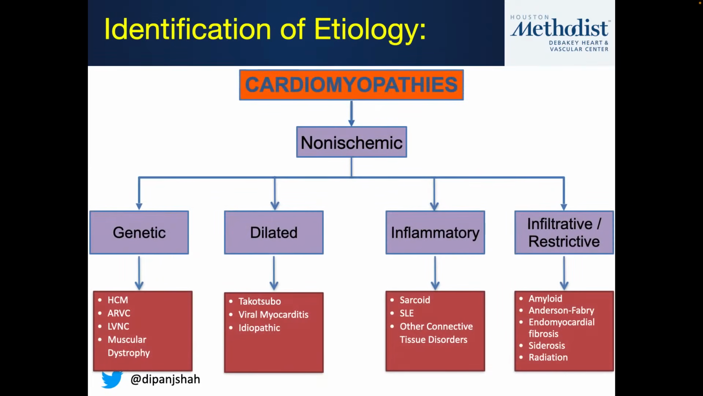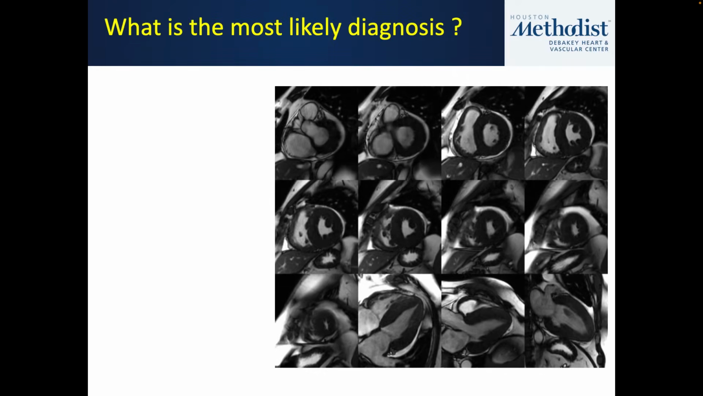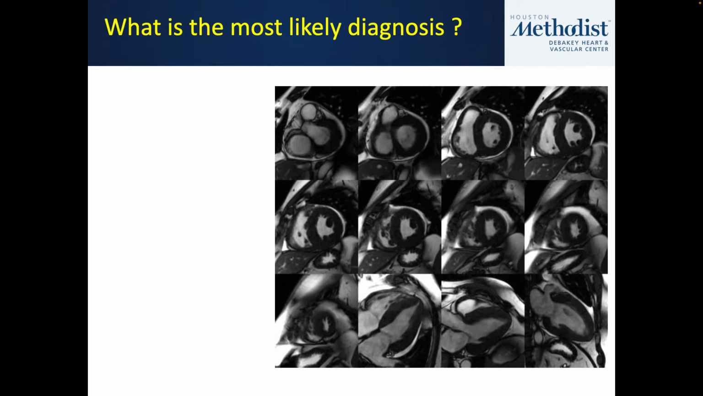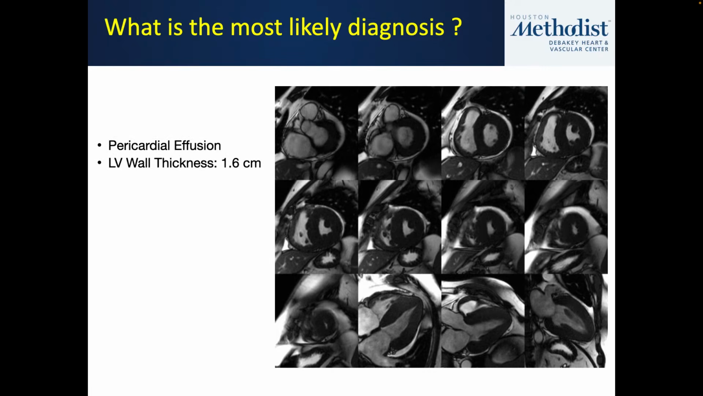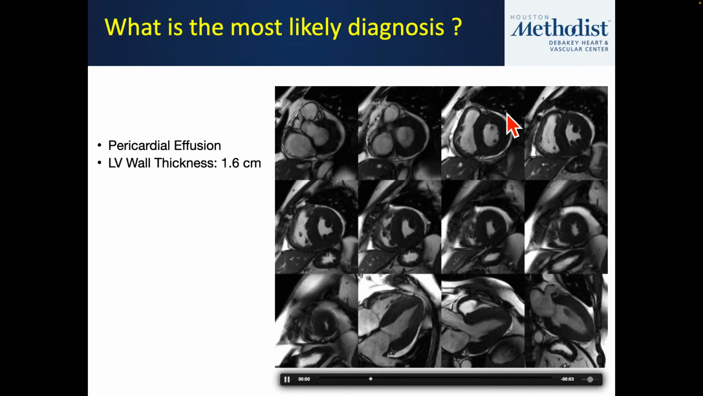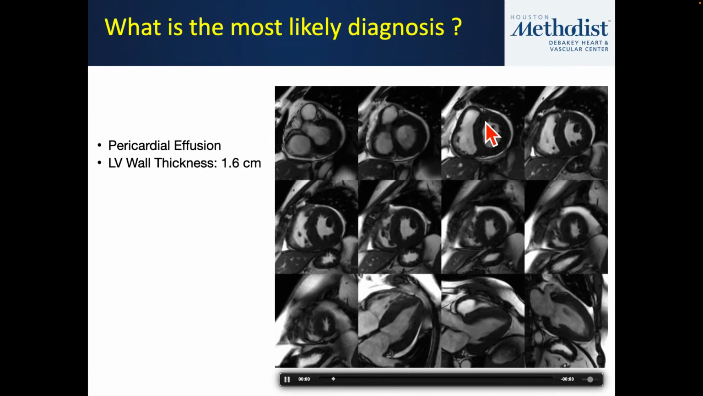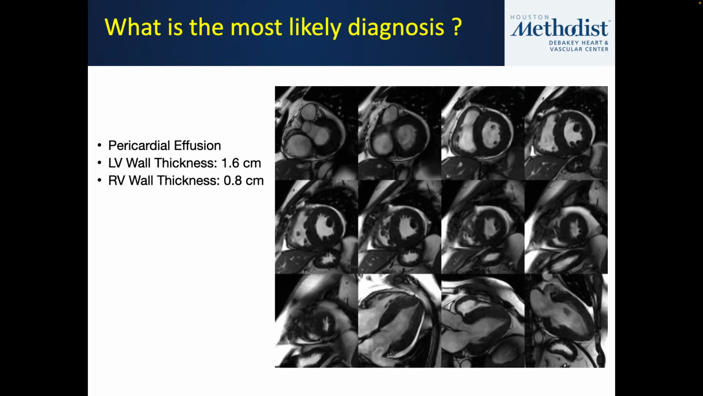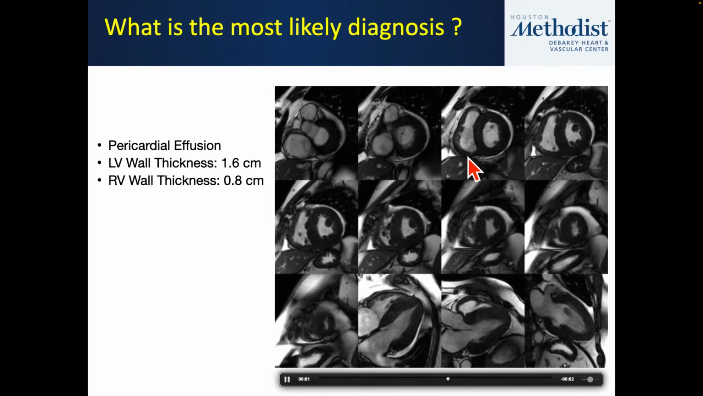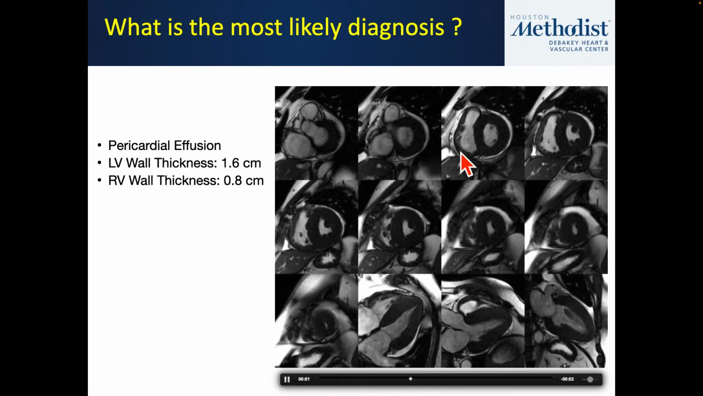And let's move on now to another form of cardiomyopathies, and these are the infiltrative and restrictive cardiomyopathies. And if I show you the cine images here, I think there's several unique things that we notice. One is that there is a small pericardial effusion, and this is the area of increased signal that you see here around the heart. There's also an increase in wall thickness of the LV. In this case, it measured about 1.6 centimeters. There's also increased RV wall thickness as well, measuring about 0.8 centimeters.